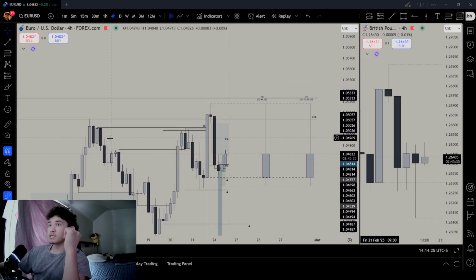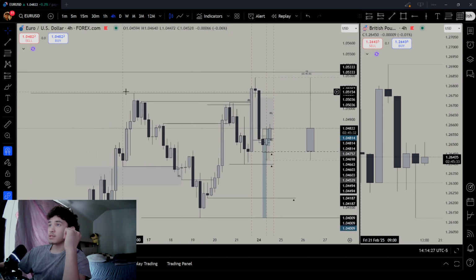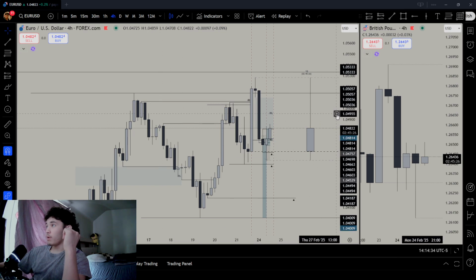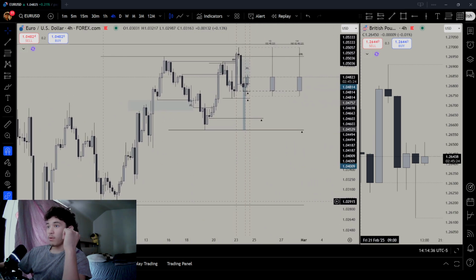How come it is not this? You could count this as your range as well. That could be your range high because that's the weekly CRT high, right? And you could head down all the way to the range low, range low, range high.